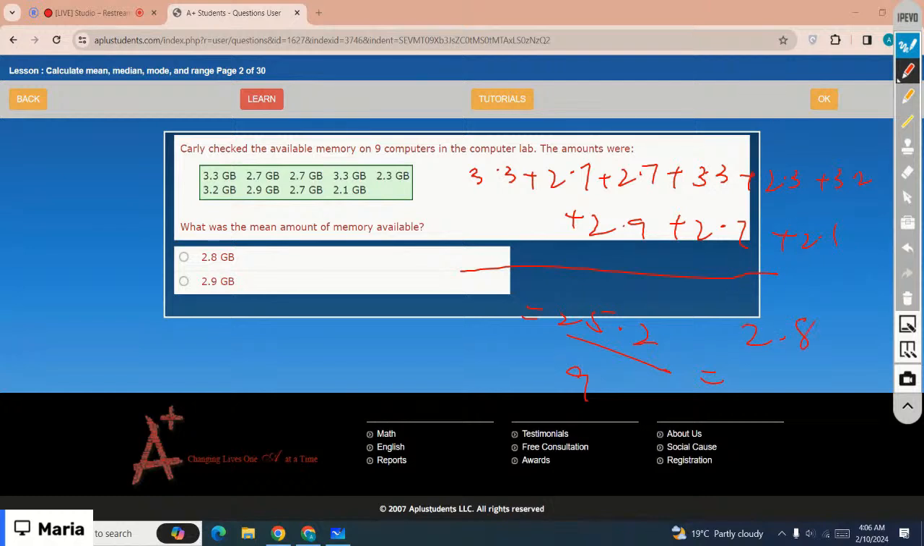So basically you have to keep this very important point in your mind when you are working with the mean. You have to follow two steps. The first step is you have to add up all the given values.